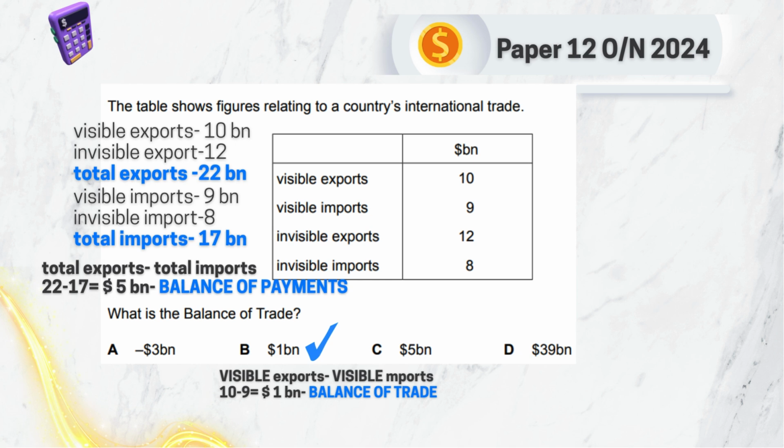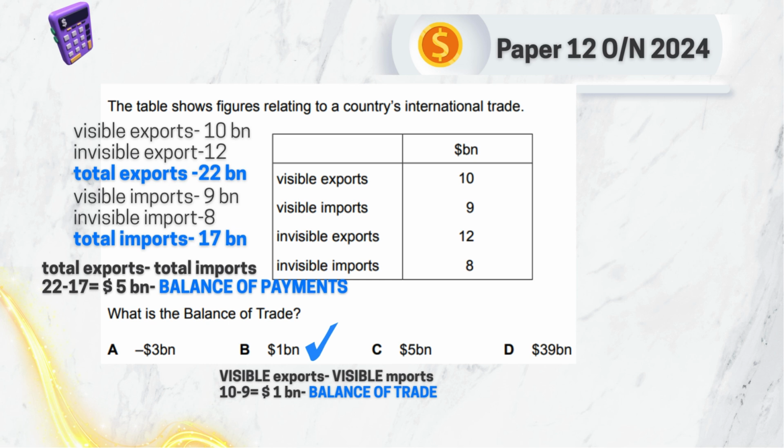Next item is about the balance of trade, and I'm going to give some additional information because I made a mistake in my previous video. The item says the table shows figures relating to a country's international trade. You have visible exports, visible imports, invisible exports, invisible imports. The question is, what is the balance of trade? Balance of trade is different from balance of payment. In the previous video, I made a mistake. I computed the balance of payment, so I have to explain it again.